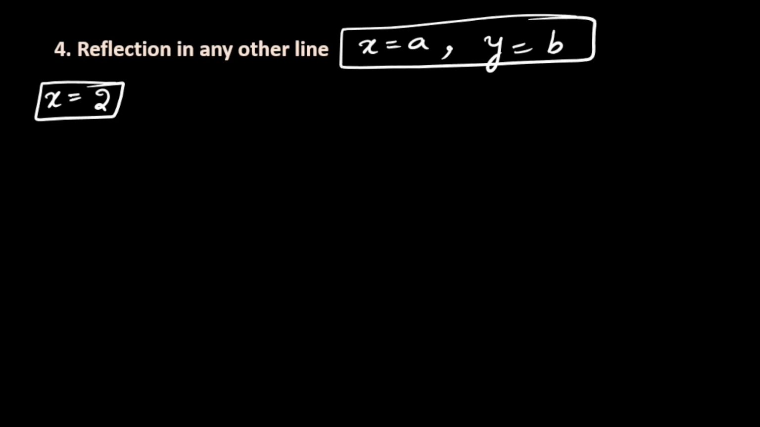Now reflection in any other line. Apart from these three cases, reflection can happen in any other line also. So what does it mean? Suppose I give you one example: a line x is equal to 2. This type of line you might get, x is equal to a, this is the standard form, and y is equal to b. Reflection can happen through these types of lines also. Like the example I have given you, x is equal to a, x is equal to 2.